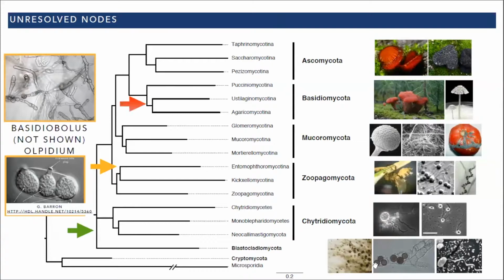And again, there's other unknowns that we have that I can just throw in here more for the aficionados. We have Basidiobolus and Olpidium, which are part of this. It looks like a chytrid, but it actually groups within these groups right now. And so trying to understand these relationships is still part of things that are ongoing.